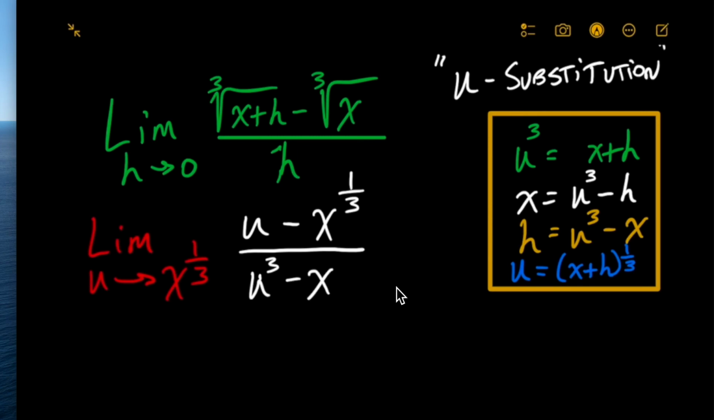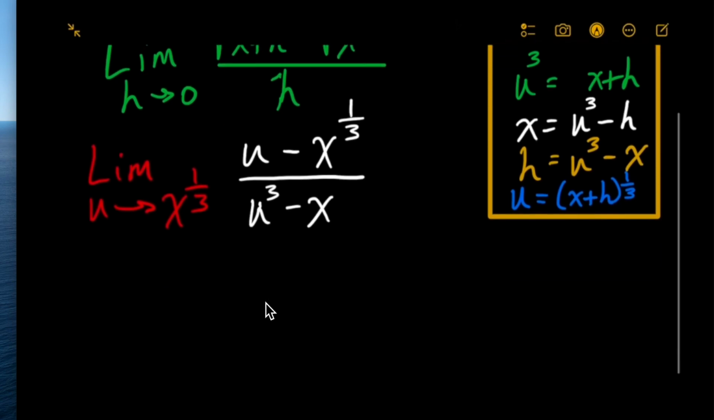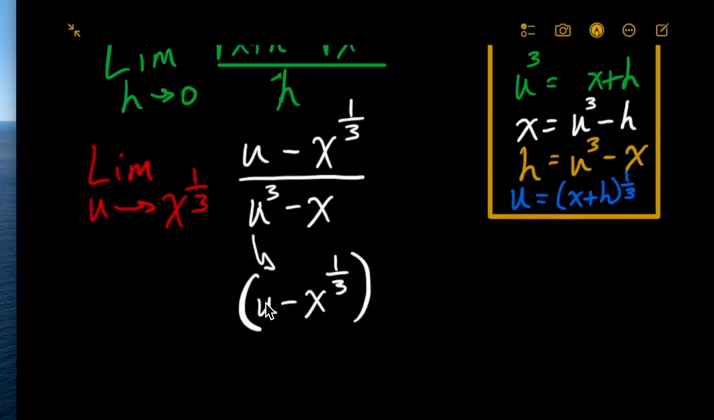Now, here's the big part of this. Folks, this is the difference between two perfect cubes. Our a and b are going to be: a is going to equal u, and our b is going to equal x to the 1/3. You see how x to the 1/3 cubed gives you x, u cubed gives you u to the 3rd power.